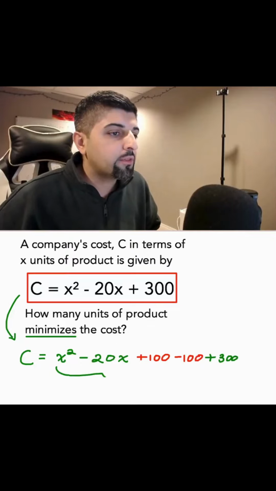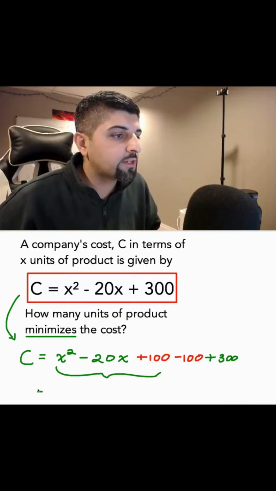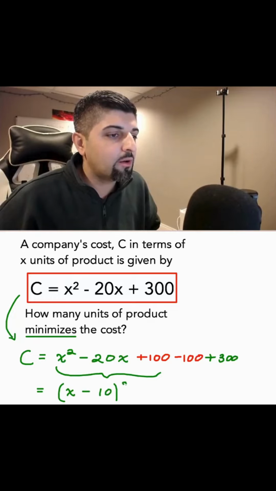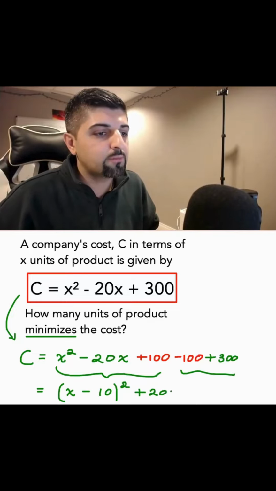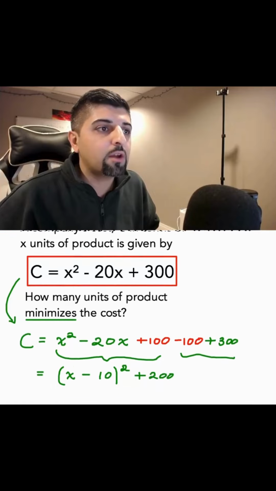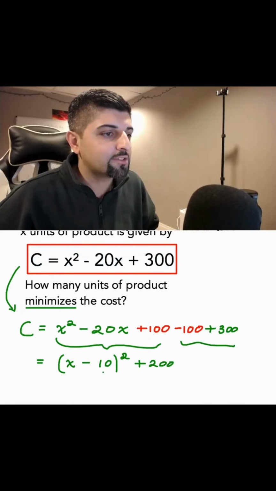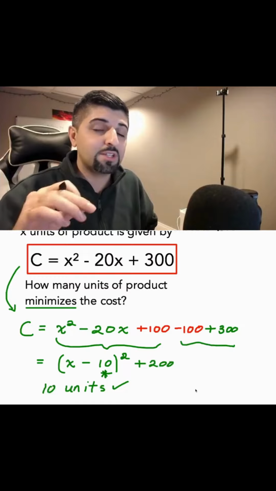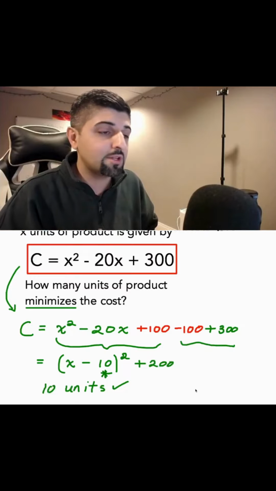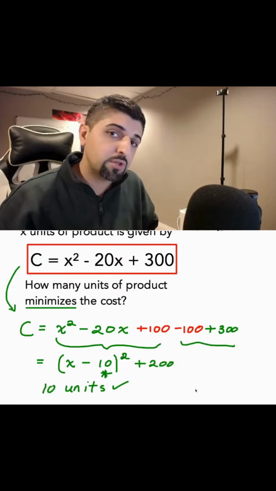So now this part right here is a perfect square trinomial. It can be factored as (x minus 10) squared, and this latter half is actually plus 200. Luckily, the only thing I really care about here is this x value that pops up. So this is actually my answer. It takes 10 units to minimize the cost because x equals 10 is the axis of symmetry. It's also the x coordinate of the vertex.